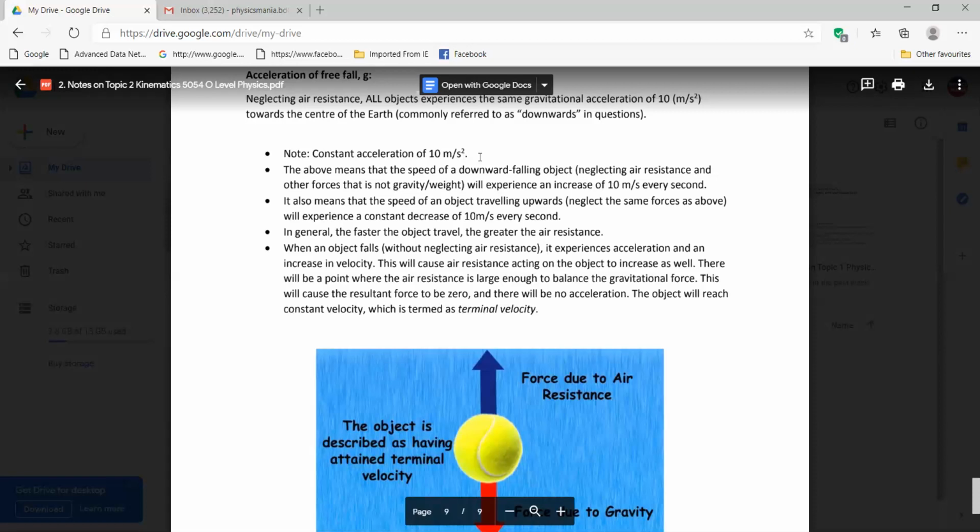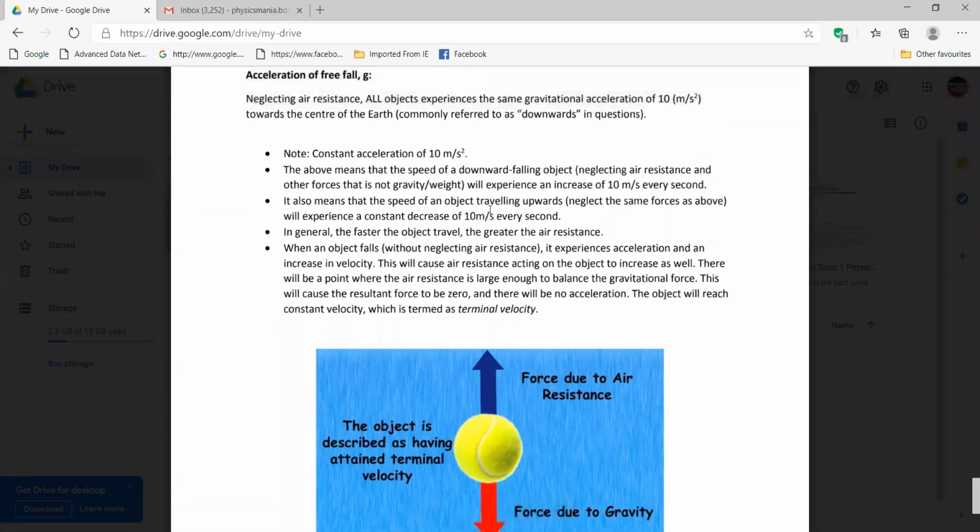It also means that the speed of an object traveling upwards will experience a constant decrease of 10 meter per second every second. If you are going downwards, speed will increase. If you go upwards, speed will decrease, and it will maintain the same acceleration. In the opposite direction, we actually say deceleration, but it is negative acceleration, right? So that time speed will decrease 10 meter per second every second.